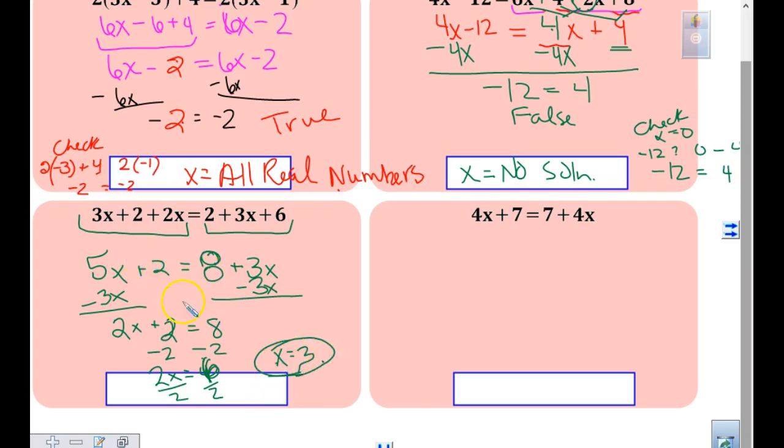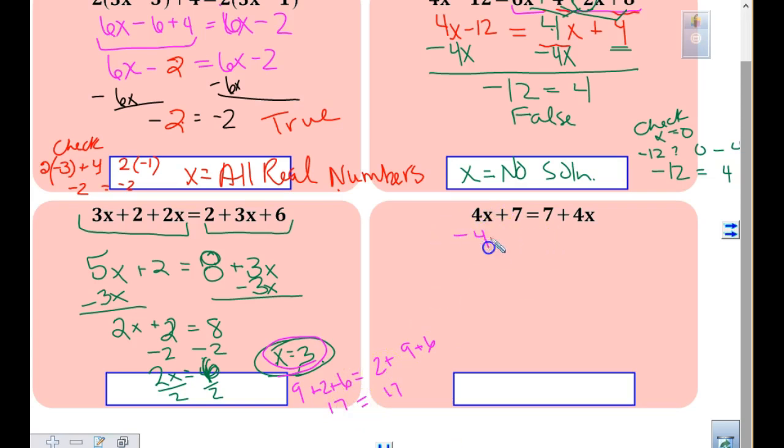So thinking about that. Whereas if I plug in 3 here, 3 times 3 is 9, right? Plus 2, plus 2 times 3 is 6. That means I have 11 plus 6, that's 17. What do I get on the other side? 2 plus 3 times 3, that's going to be 9, plus 6. Oh, that comes out exactly the same. 17 equals 17. I know this is the right answer. It's that quick doing the check. So you don't always have to write it down, but you should plug it in.